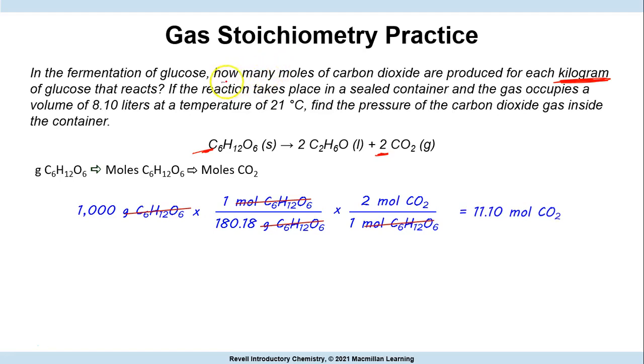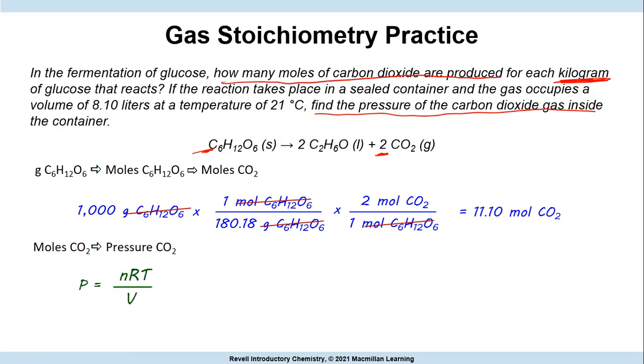How many moles of carbon dioxide are produced? So we've answered that part. Now, for the last part, we are asked to find the pressure of carbon dioxide gas inside the container. To find the pressure, we are going to use the ideal gas law, which states that PV is equal to nRT, and the temperature must be in Kelvin. So we are now moving from moles to pressure. P is equal to nRT over V.